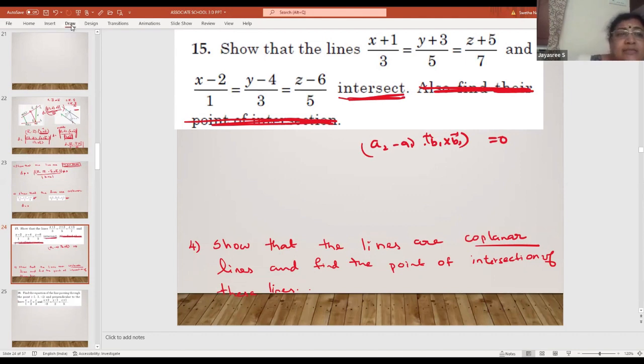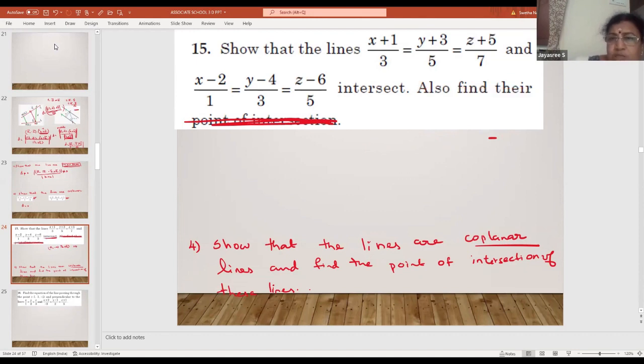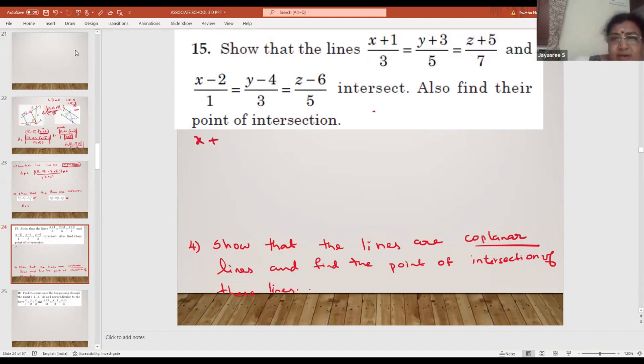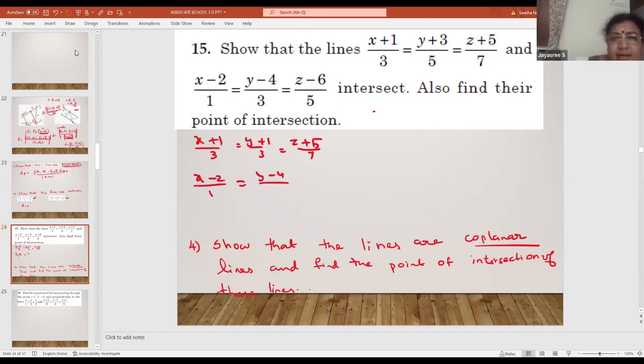But if the question asks to show that they are intersecting and also find the intersection point, compulsorily we have to proceed with the usual procedure. All of us know it. So let us just recall once. This is the most important question that comes in the examination. I say this question comes this year also, so that our children are comfortable getting some marks.